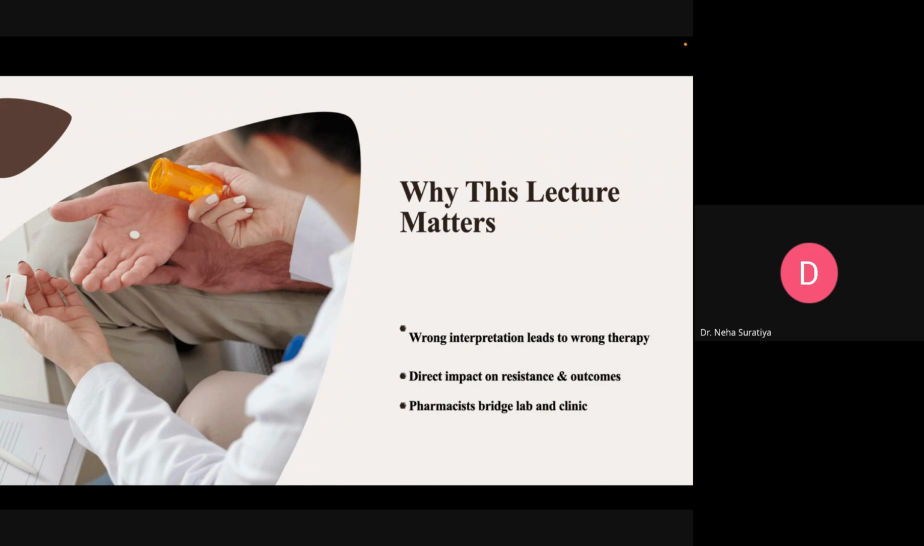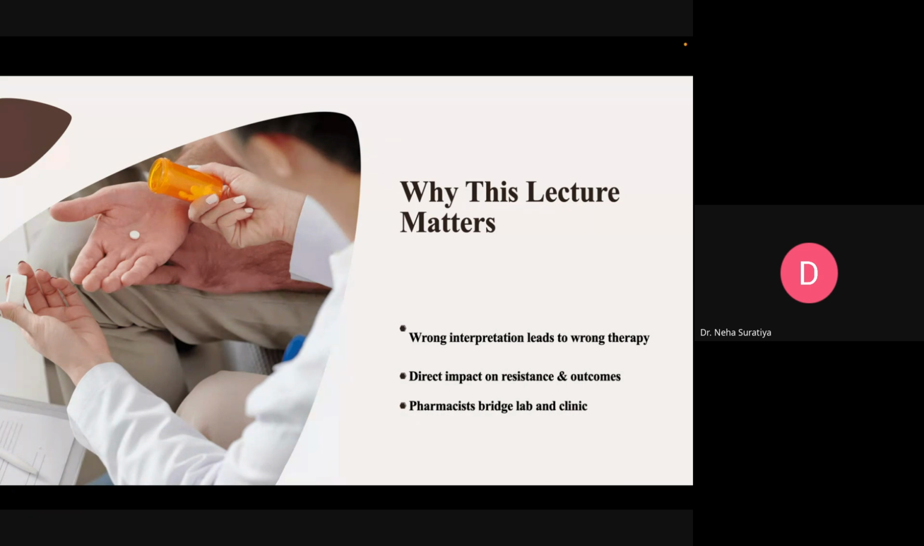Now, have you ever seen a patient not responding despite a sensitive antibiotic, guys, in your practice? Yes or no? This must happen many times. Many times it is very common, right? Have you ever seen a patient not responding despite the report showing a sensitive antibiotic? Because this is a very common scenario.